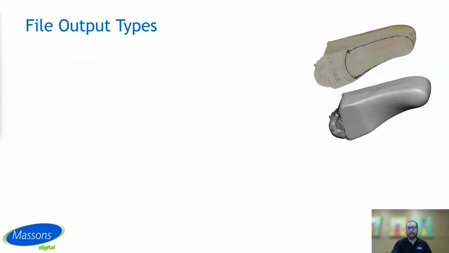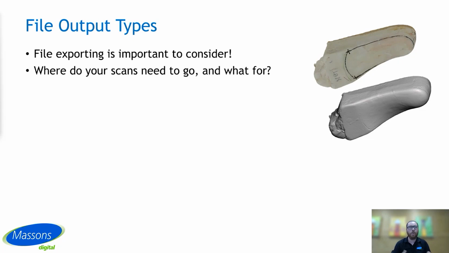So looking at the file output, now we haven't talked about this so far, but we're looking at the two ones on the left there. They're two different file outputs that we can get from our scanners. And it's really important to consider because we need to know what your scans are doing when you take them.